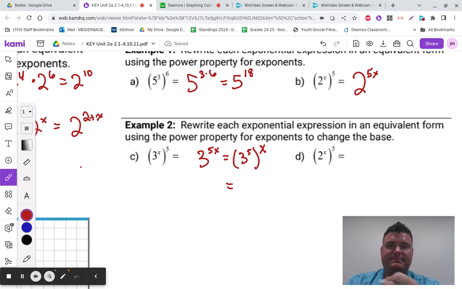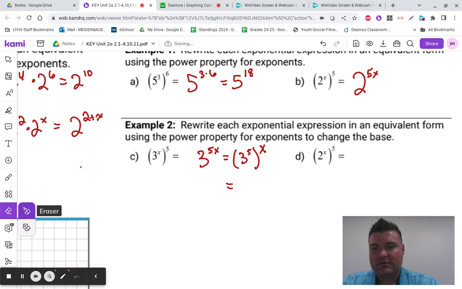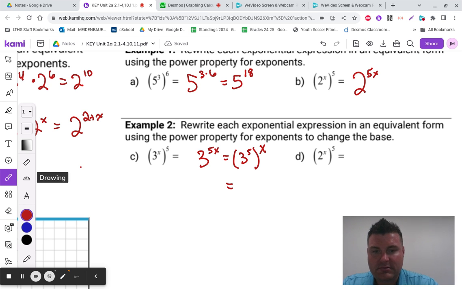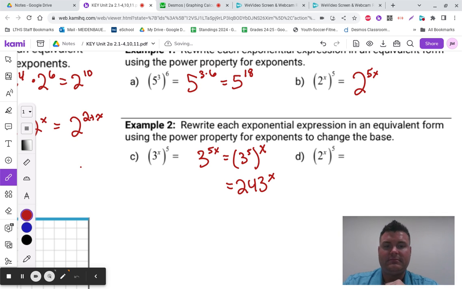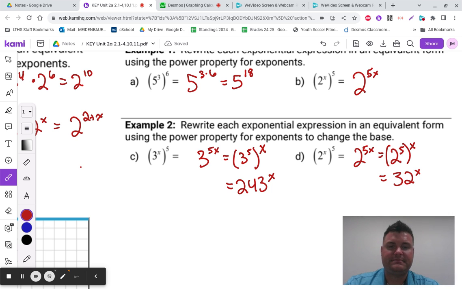What's 3 to the 5th? I don't know either. 343? 243. 243 to the x. Next one here, same exact idea. This is going to become 2 to the 5x, which we can rewrite as 2 to the 5th to the x, which becomes 32 to the x.